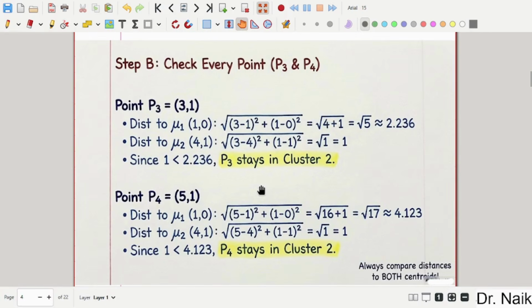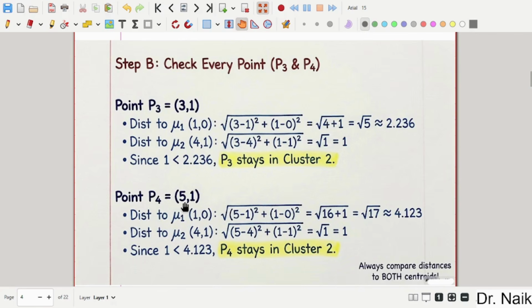Similarly, calculate the distance of points P3 and P4 from the centroids. P3 is (3, 1). Its distance from mu1 is the square root of (3 minus 1) squared plus (1 minus 0) squared, that is approximately equal to 2.236. The distance of P3 from mu2 is the square root of (3 minus 4) squared plus (1 minus 1) squared, which is equal to 1. 1 is less than 2.236, therefore P3 stays in cluster 2.